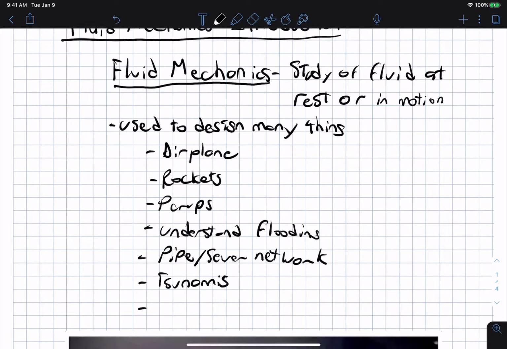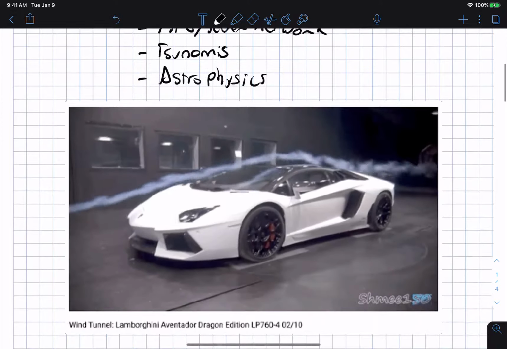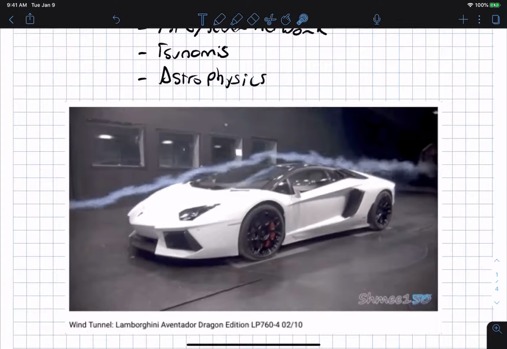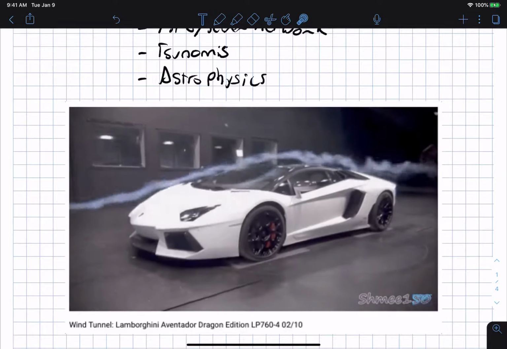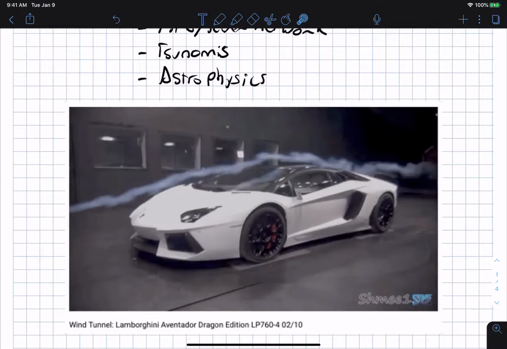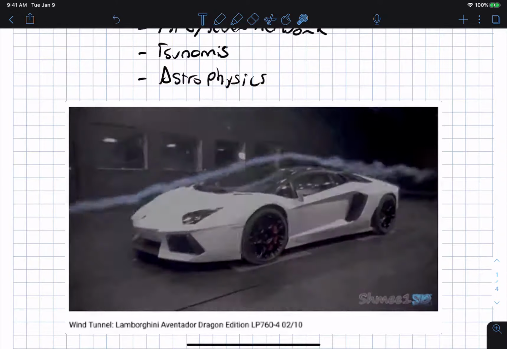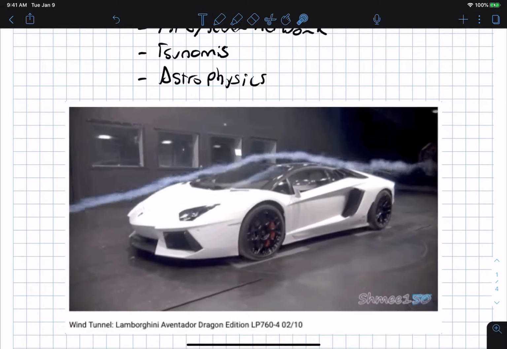It's used by astrophysicists to study phenomena like supernovas. So fluid mechanics is a very, very broad field, and so just to show some GIFs below. So this here is a GIF of how you'd use a wind tunnel to study the flow over, in this case, a Lamborghini, where you might want to design the car to not only look good, but to minimize drag.